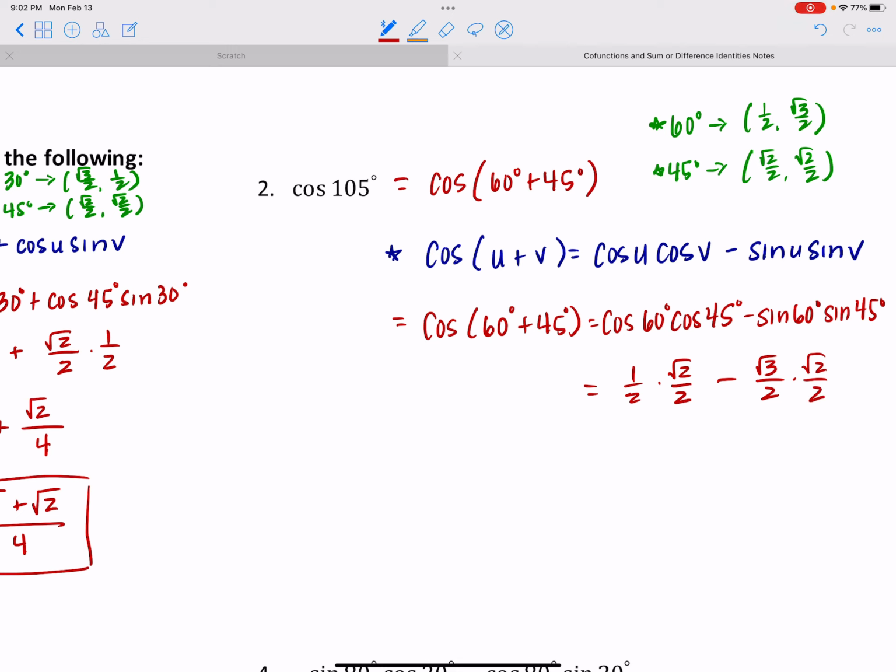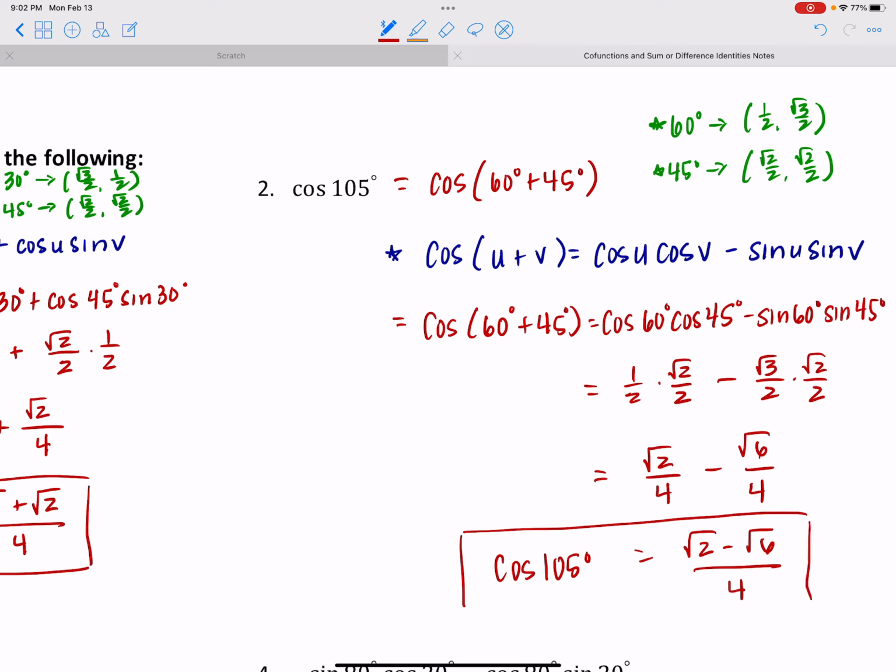And so very similar to what just happened. We have a radical 2 over 4 here. This time we're going to subtract a radical 6 over 4. So the final simplified form will be radical 2 minus radical 6 over 4. So this one was for the exact value of the cosine of 105 degrees. So even though 105 degrees wasn't explicitly on the unit circle, I could still use the unit circle to find that exact value using my identity.